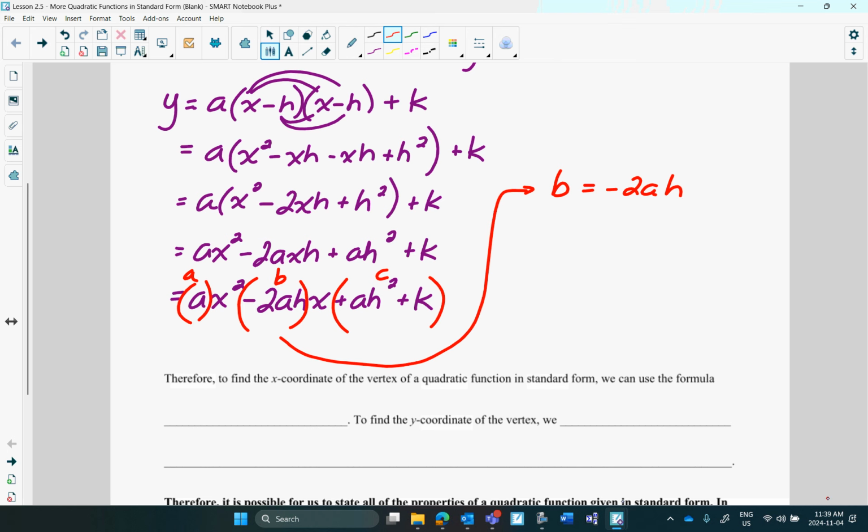Can't I solve for h? How do I get h by itself in this equation? How do I get rid of times -2a? Divide by -2a. So therefore, to find h, I'm going to do negative whatever the value of b is, divided by 2 times whatever the value of a is. Isn't h the x vertex?